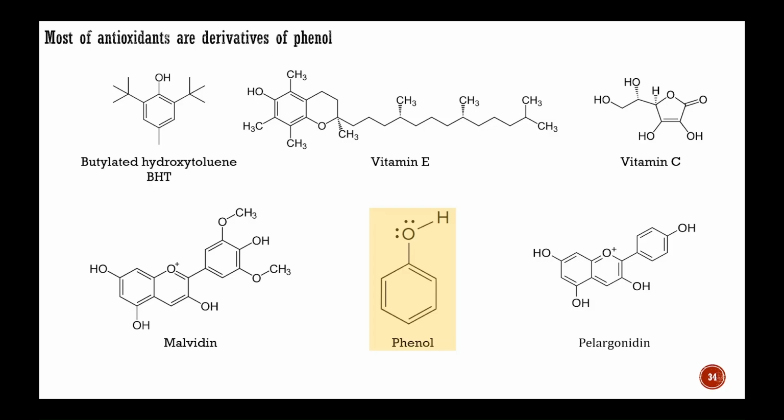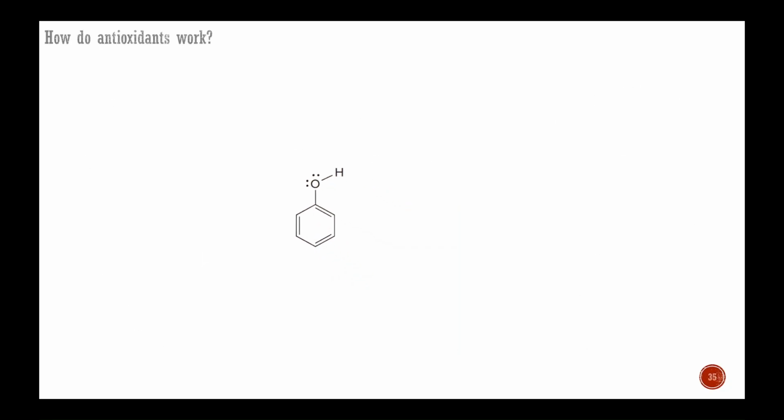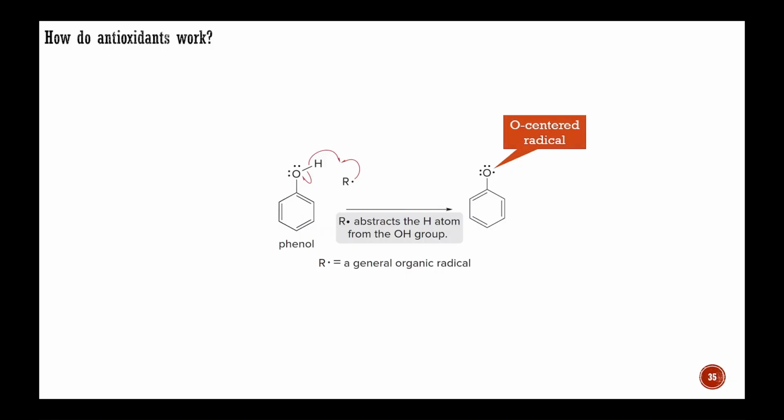Well, both vitamin E and BHT are derivatives of the aromatic compound phenol, and they use the hydroxyl group bonded to the benzene ring to trap radicals. If we represent a generalized radical as R with a dot symbolizing the unpaired electron, we can depict the neutralization of the radical as shown here. Radicals abstract a hydrogen atom from the hydroxyl group of the antioxidant, generating an oxygen-centered radical.